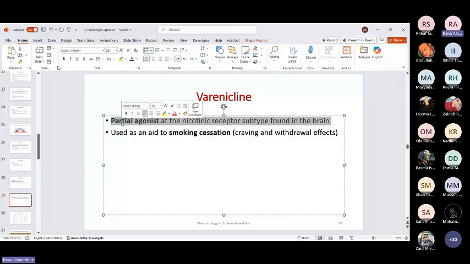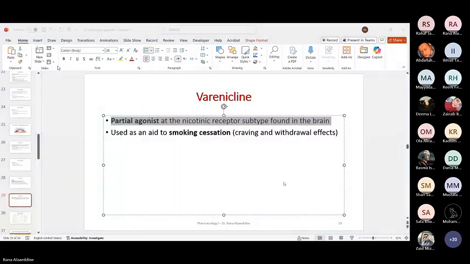So again, what's varenicline? It's a partial agonist. Nicotine, is it a partial or a full agonist? Nicotine, you guys. Full or partial agonist? Full. Full. 100%.